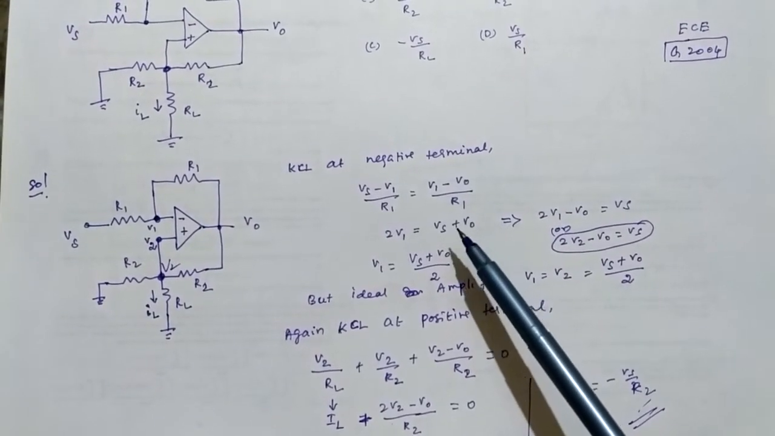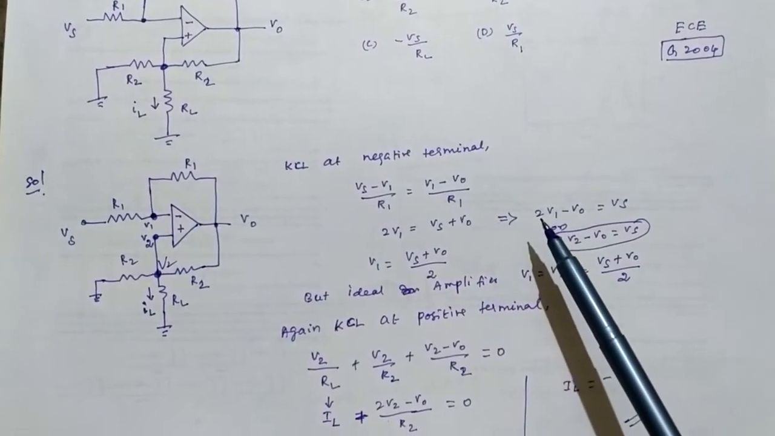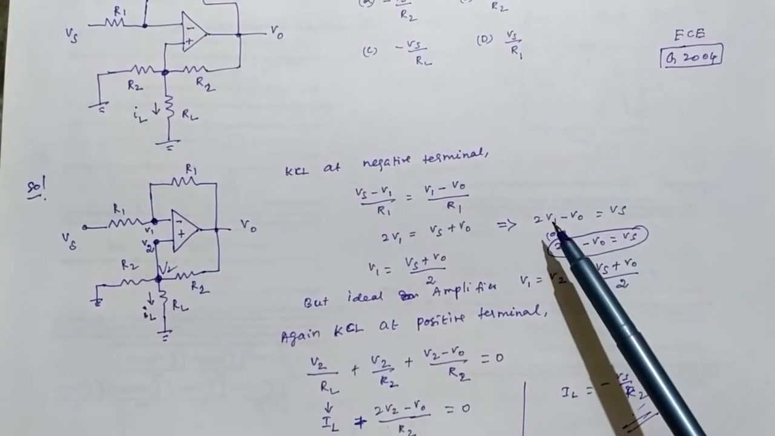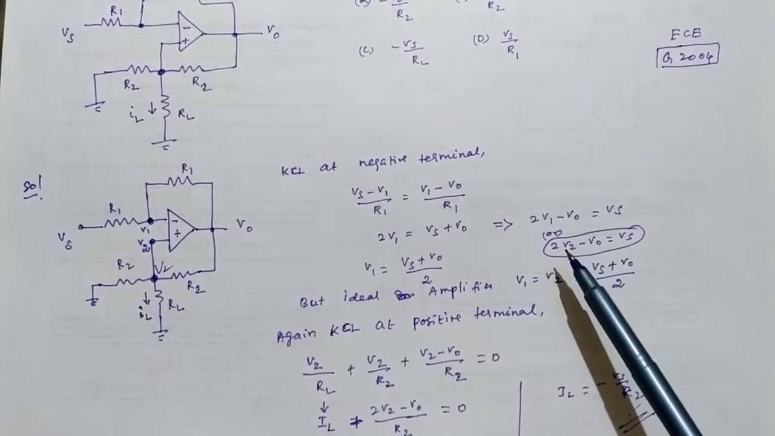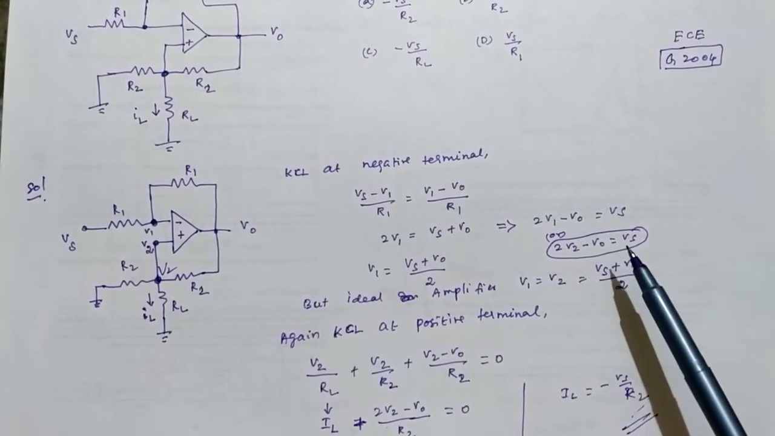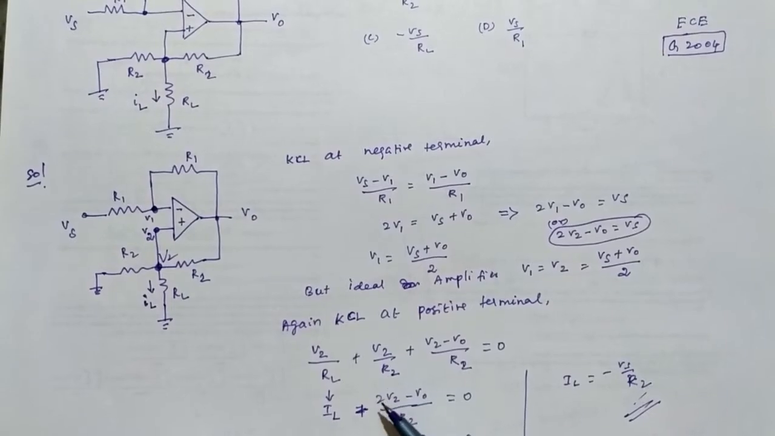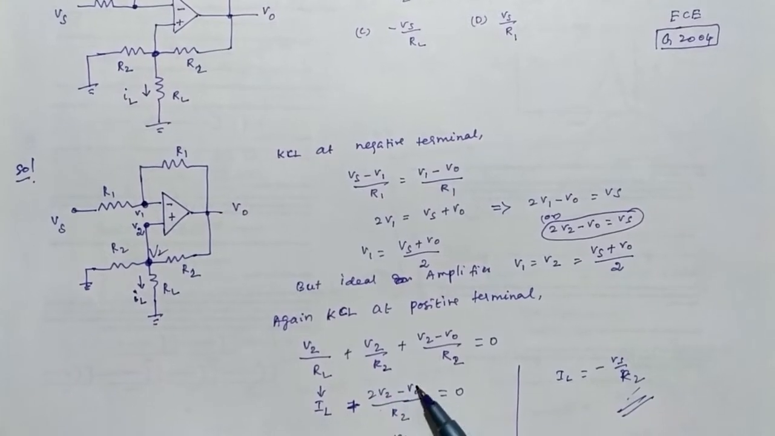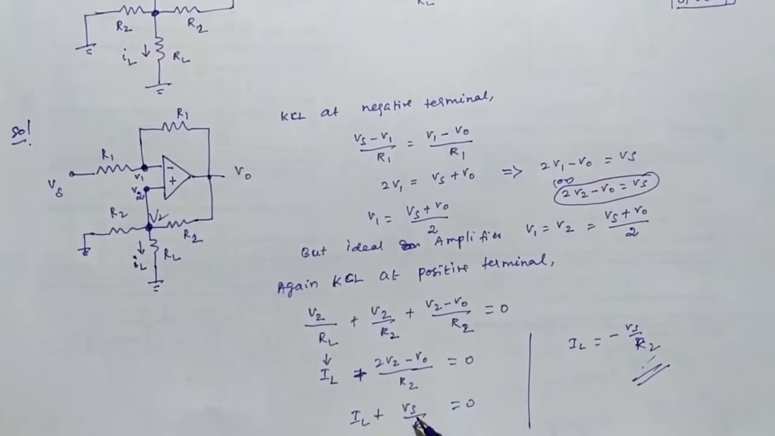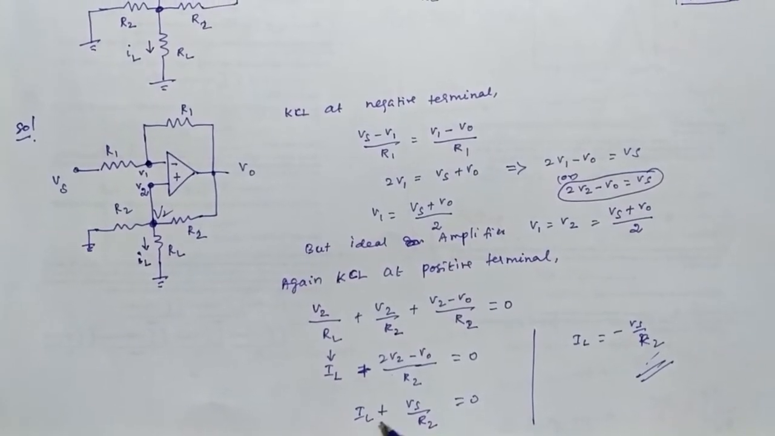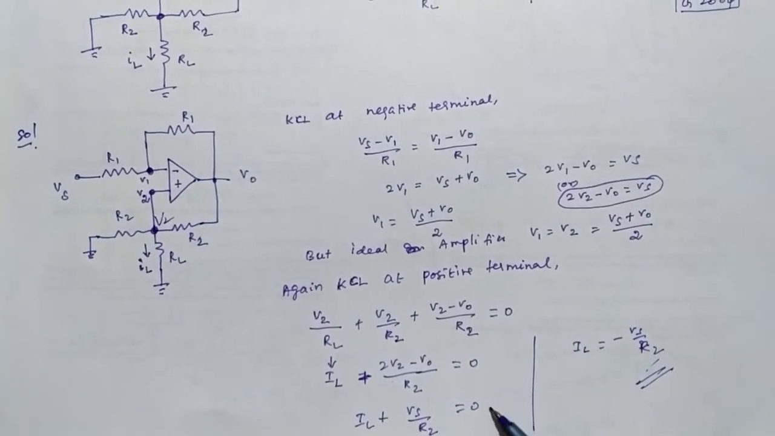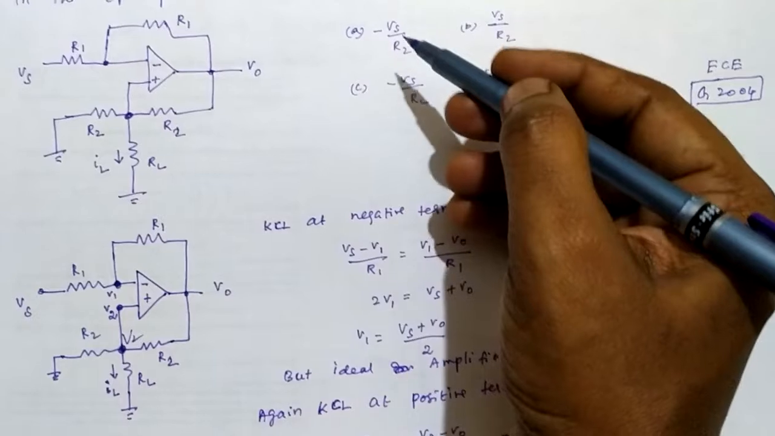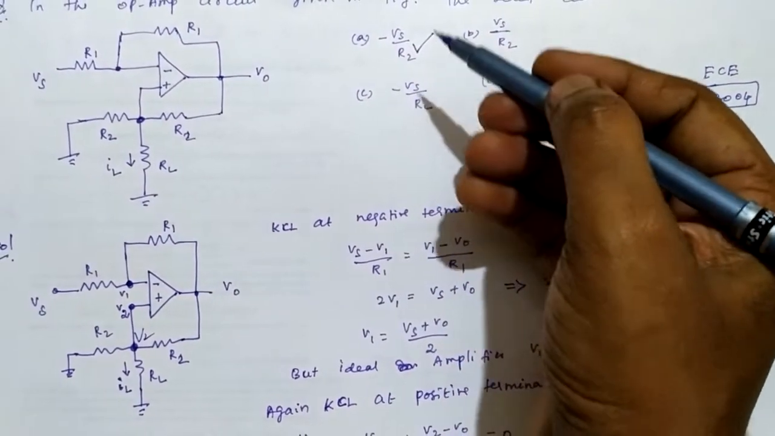Again, from this we can write 2V1 minus V0 is equal to Vs. This V1 is otherwise V2, so 2V2 minus V0 is equal to Vs. For this entire term 2V2 minus V0 we can substitute Vs, so we get Vs by R2. Bringing this to the right side, IL is equal to minus Vs divided by R2.